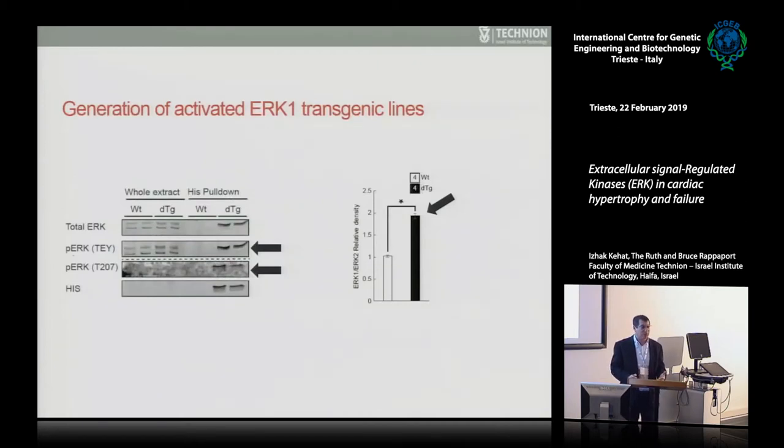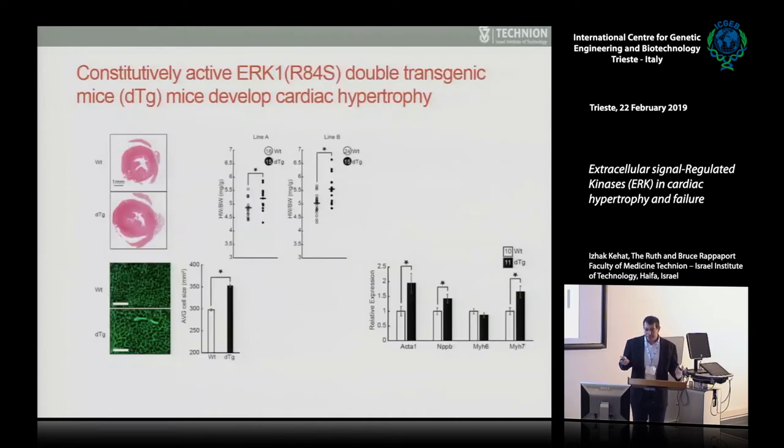So we went ahead and generated transgenic mice that overexpressed this active ERK mutant. And we became convinced that these mice are actually an excellent tool to assess gain of function of ERK activity, because like the ERK in patients with heart failure, it's phosphorylated on both the TY and on the additional threonine. And the degree of activation is twofold, which is in the range of what we see in patients with heart failure. So we began to study these mice, and we saw that they develop a mild form of concentric hypertrophy.